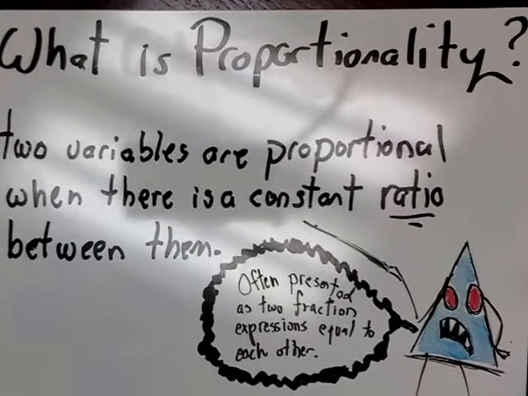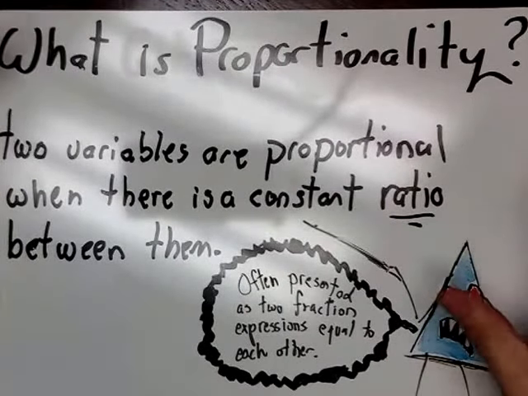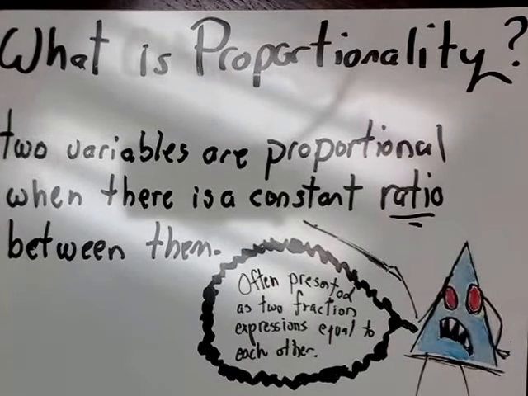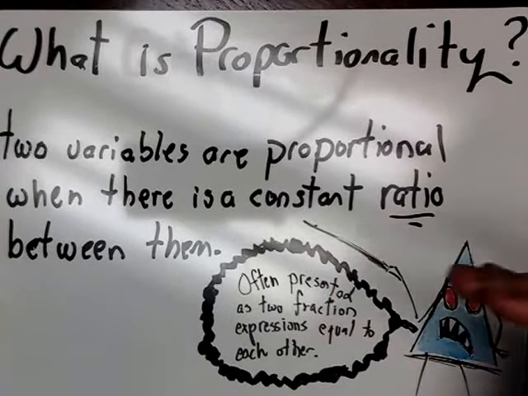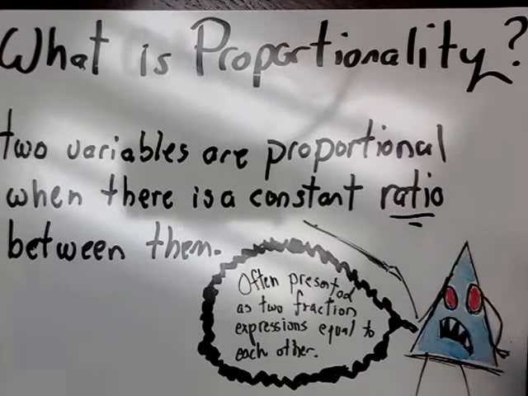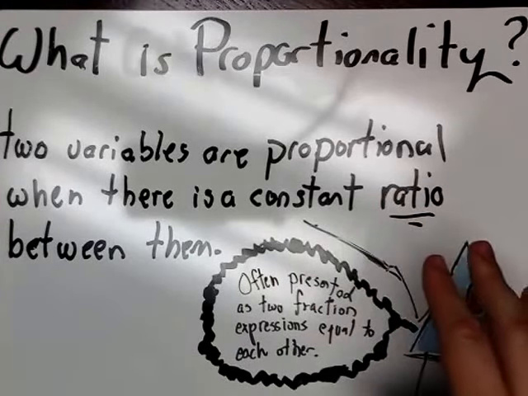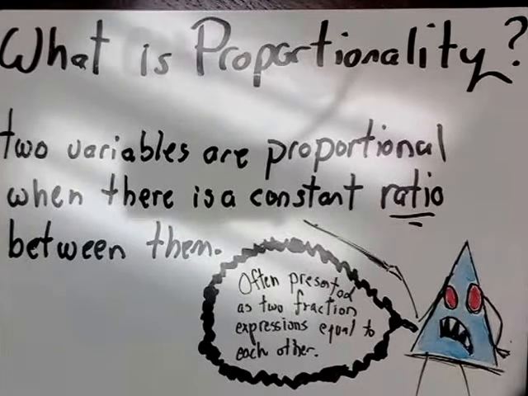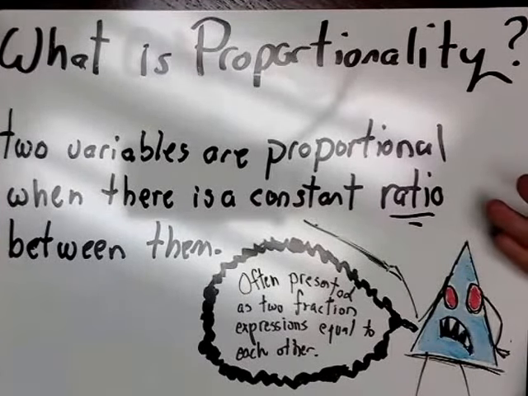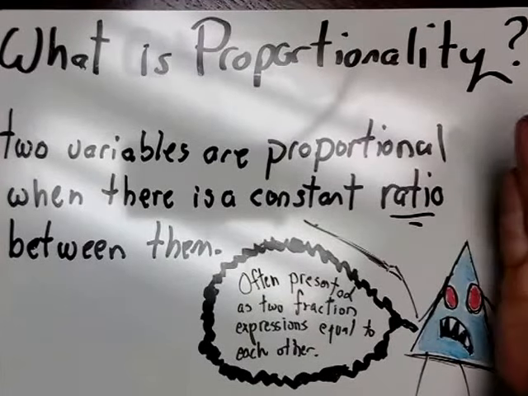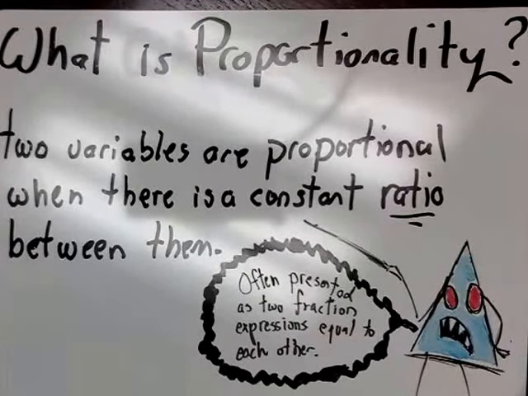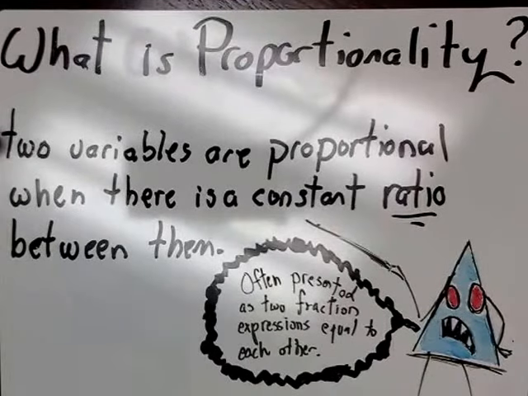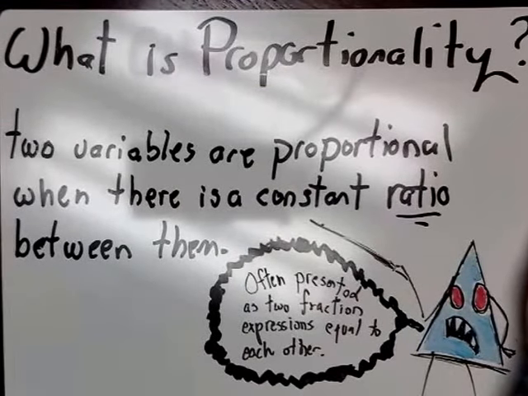A proportion, or what is proportionality, according to the internet, when I did a quick internet search, it says that two variables are proportional when there's a constant ratio between them. The way I like to look at proportions is the way they're often represented for us, which is two fractions that are equal to each other, and is a constant value that makes them equal to each other. And usually what we need to do with those is we need to solve for x. So let's take a look.